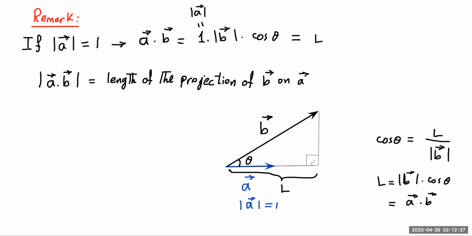So always this length, which I will sketch in red, the length L, is the projection of the vector B on the vector A. It is equal to the absolute value of the dot product AB, because A has length 1. So this property is correct only if the length of the vector A is 1.